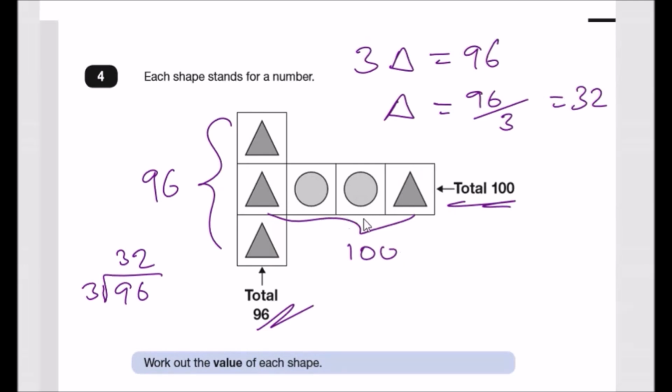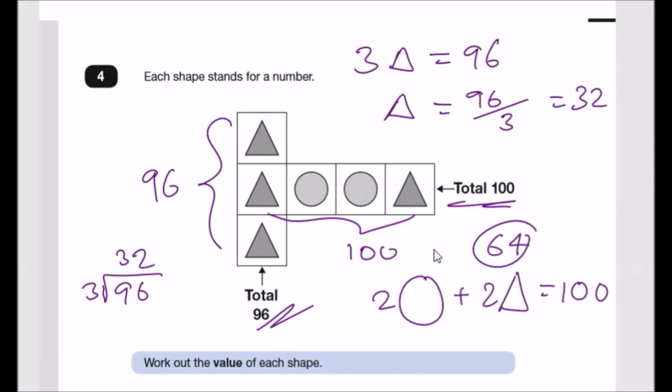Now for the second one, we've got 2 circles. So 2 circles plus 2 triangles equals 100. We know that each triangle is 32, so 2 lots of 32, 2 times 32, is 64. So 2 circles plus 64 is 100.